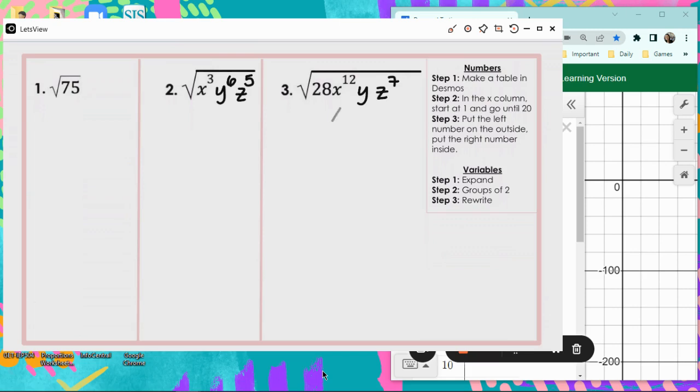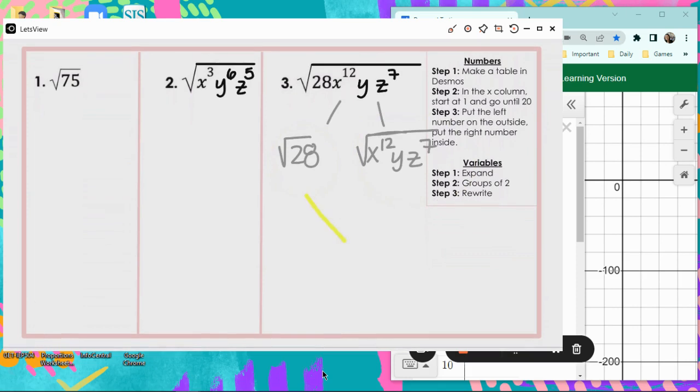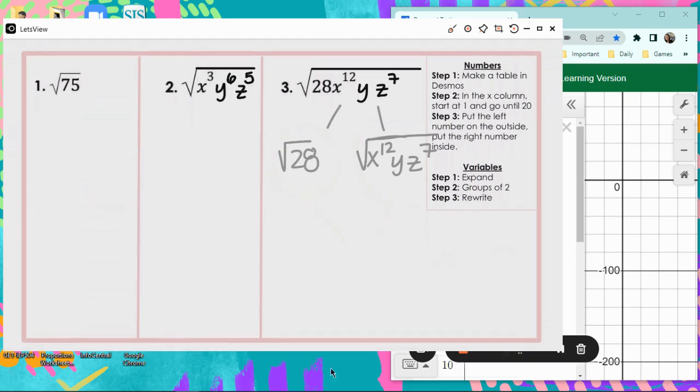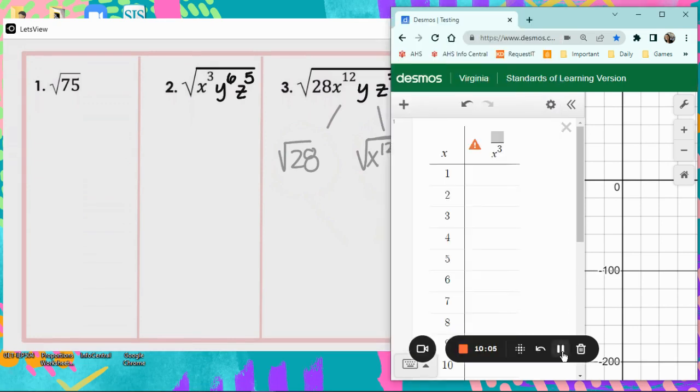My advice for number 3, think of it as 2 separate questions that you know how to solve. You know how to simplify this. You know how to simplify this. So work on them as 2 pieces and then bring them back together. So go ahead, pause the video, and work on these 3 questions.